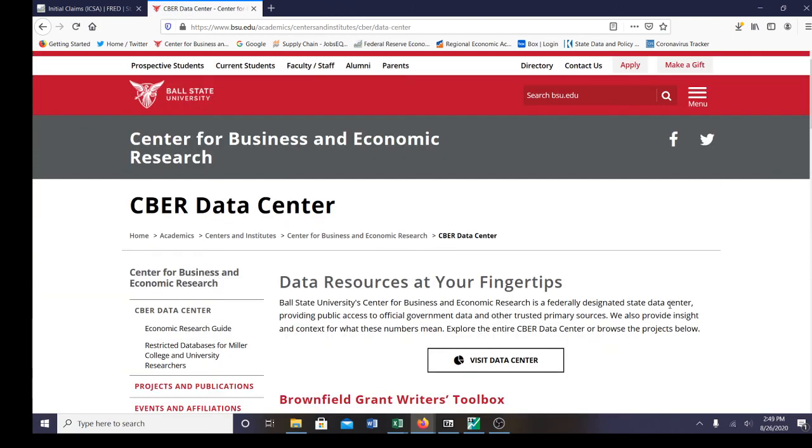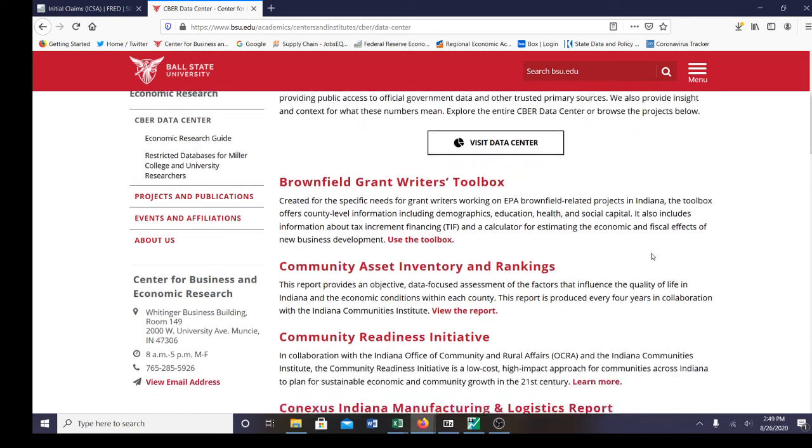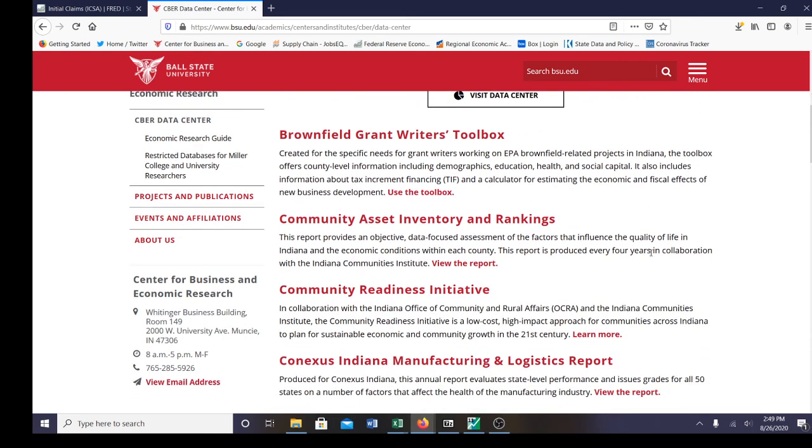If you come to our data center, you have a number of things. We have several types of data that we've curated for clients and communities. There's a grant writers toolbox, and this covers community grant writers in Indiana. We did this to help them write grants to remediate brownfields. We have a community asset inventory ranking, which ranks each county in Indiana on several different data elements.